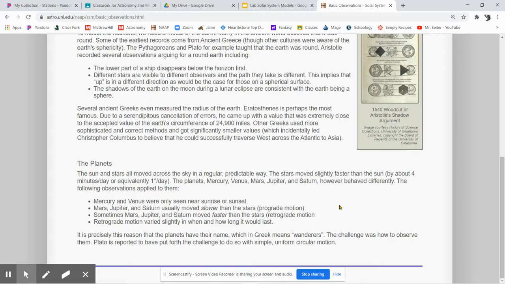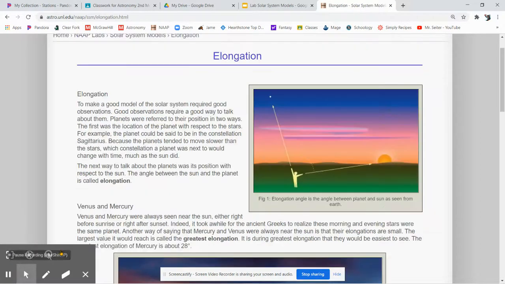Retrograde motion. Retrograde motion varied slightly in when and how long it would last. It is precisely for this reason that the planets have their name, which in Greek means wanderers. The challenge was how to explain them, and Plato is reported to have put forth the challenge to do so with simple, uniform, circular motion.